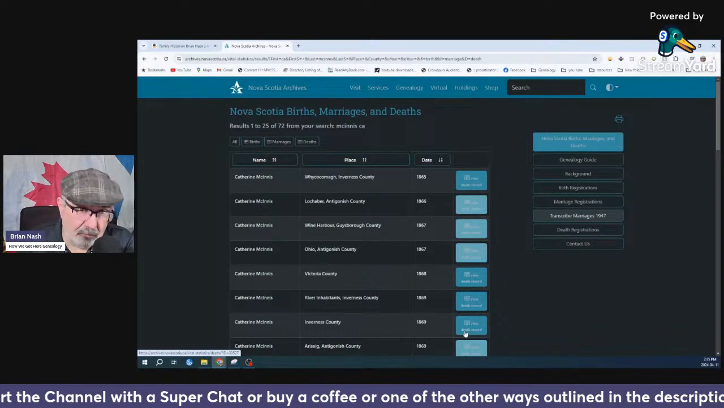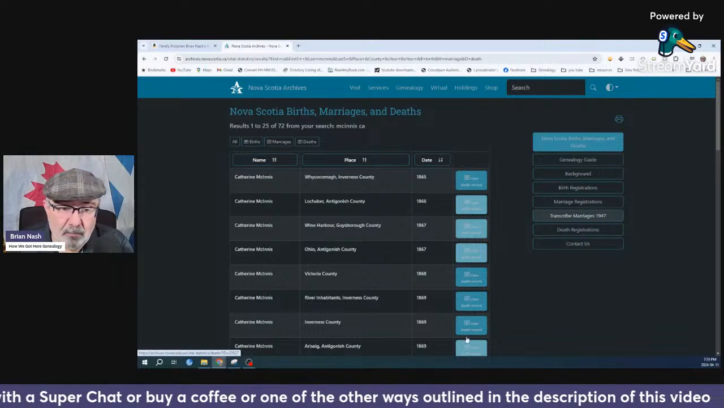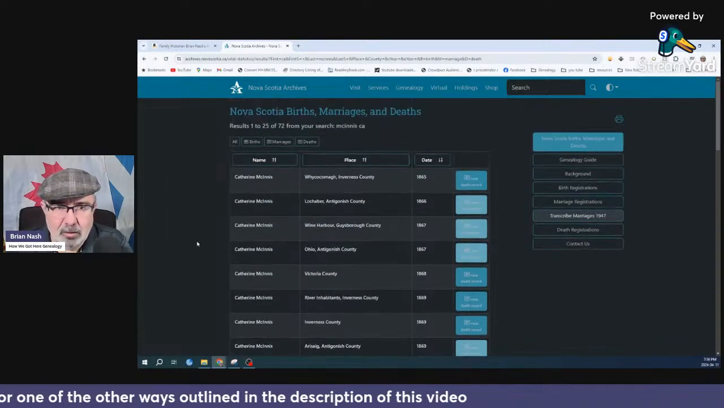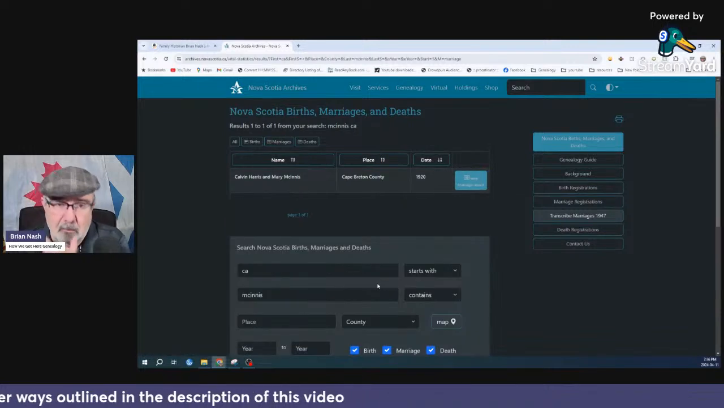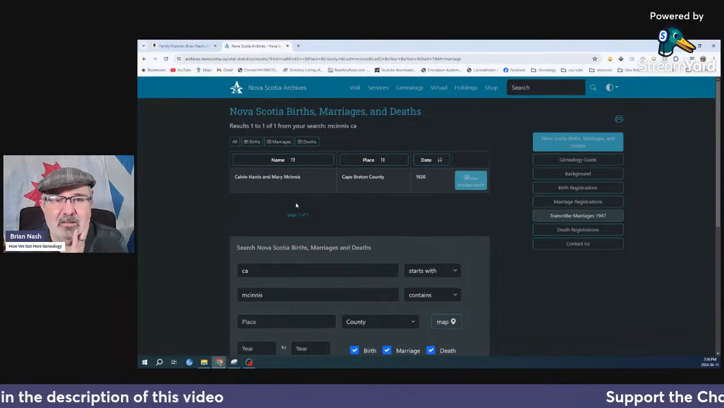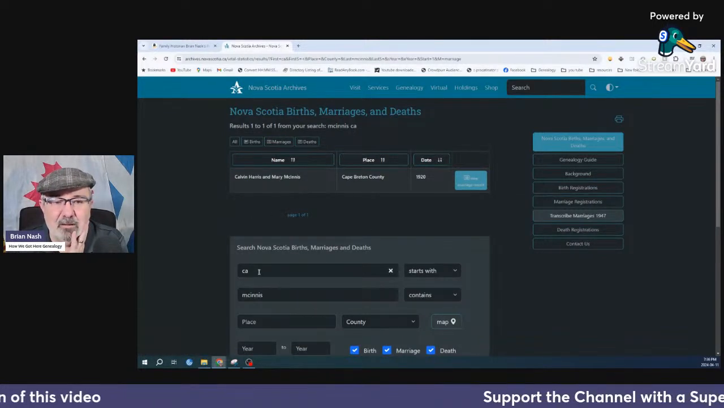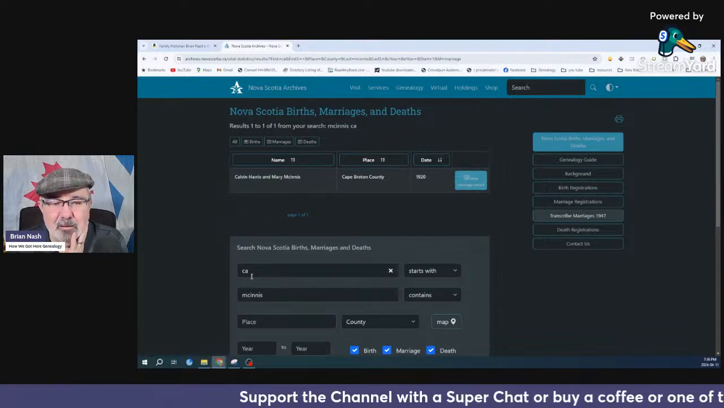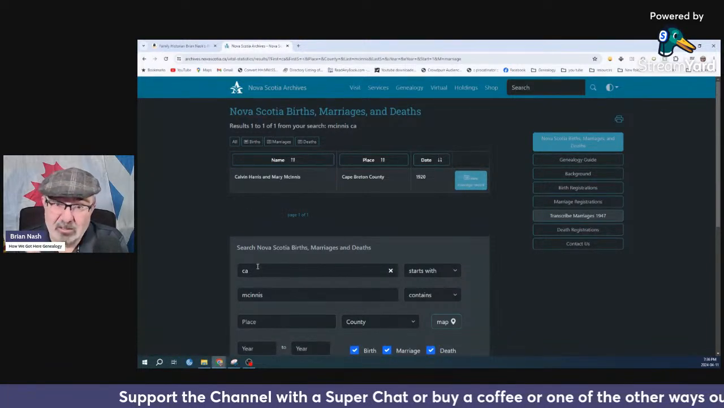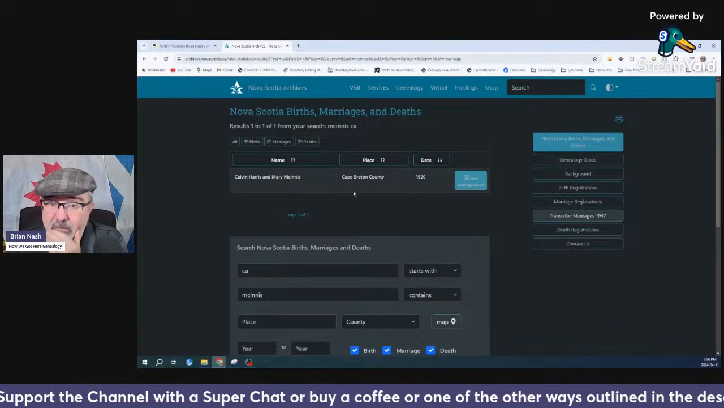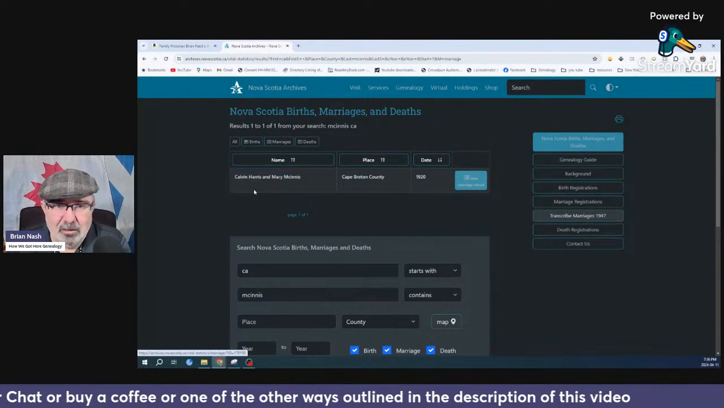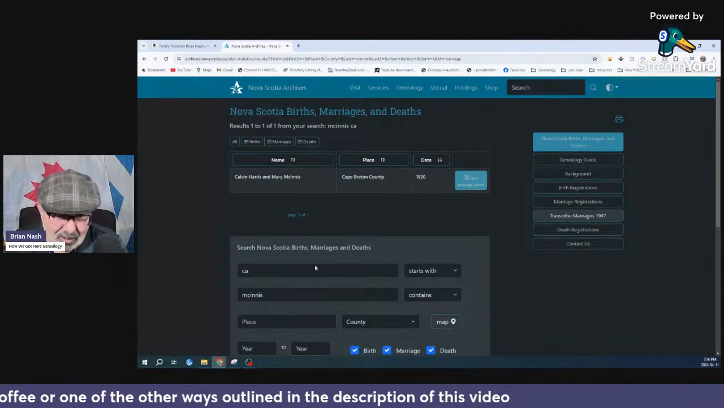I was not able to find her marriage. I'm looking here, and I can switch to marriages. As you can see, the only McInnes here with CA is somebody married to Calvin, so that's the male name starting there. So she's not there. I'm not searching any particular county. She didn't marry a Calvin Harris, and her name wasn't Mary, so again, I know that's not her.